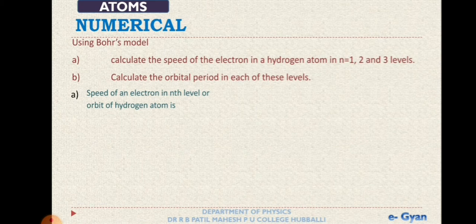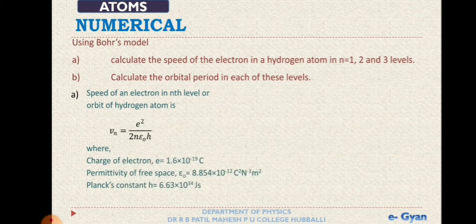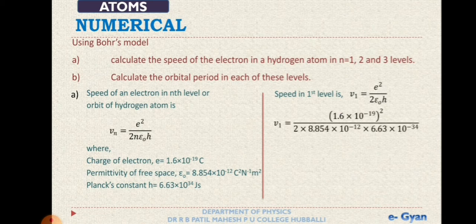Now, the speed of an electron in nth level or orbit of hydrogen atom is Vn = e² / (2n ε0 h). In this, e is the charge of the electron, ε0 is the permittivity of free space, and h is Planck's constant. The speed in the first level is V1 = e² / (2 ε0 h). By substituting the values of e, ε0 and h, we get V1 as 2.18 × 10^6 meter per second.